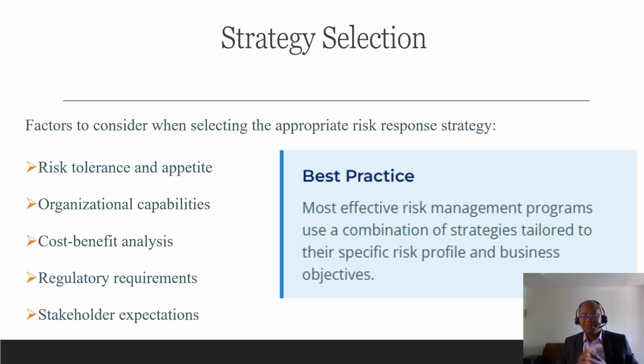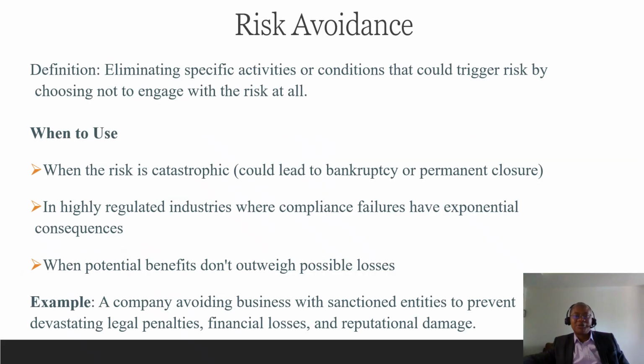Then you also take into account the expectations of your stakeholders. And here I provide a best practice. We say most effective risk management programs use a combination of strategies tailored to their specific risk profile and business objectives. This is very important because there is no one size fits all in all cases. What's suitable for company A may be unsuitable for company B. So you take a holistic view of everything, then choose one or two of the strategies depending on the situation.